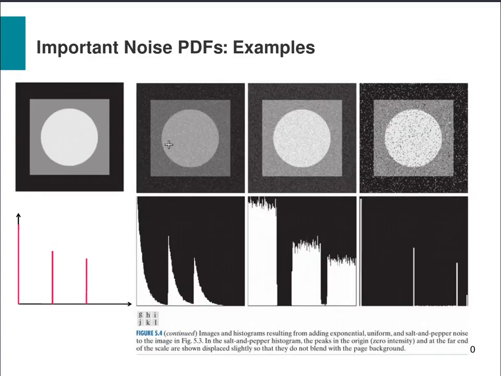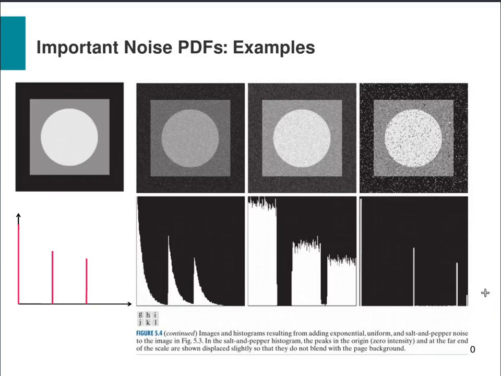You can apply the same thing for the exponential noise. This is the original image degraded by the exponential noise, and as you can see, at the location of each one of these spikes we have an exponential function now. This one is for applying the uniform noise. Again, at the location of each one of these spikes we have a uniform PDF. And finally, the salt and pepper noise.